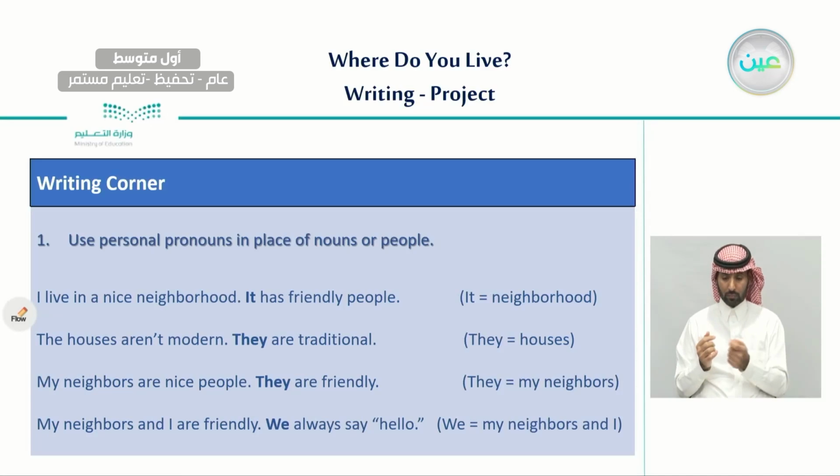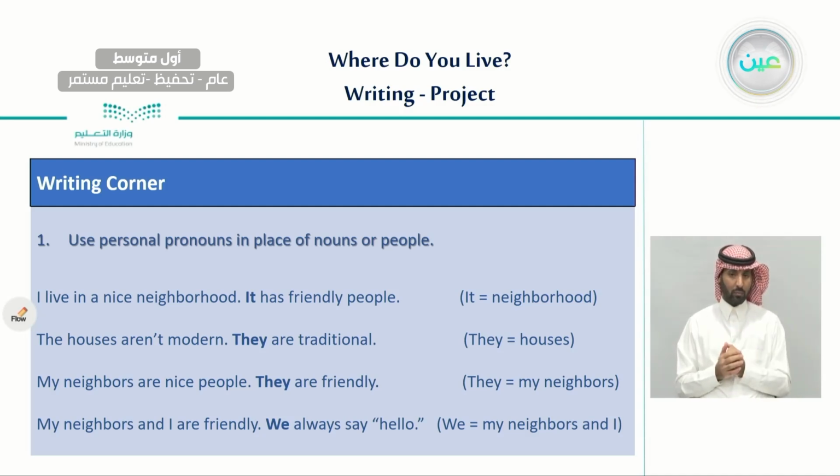Now, a couple of interesting things we need to highlight, which are the personal pronouns that take the place of nouns or people. In English, when we write, sometimes we don't mention the name more than once. We use instead something we call personal pronouns, and we use them to replace the nouns of a place or people, so we don't repeat them. I'll give you an example. In the first sentence, it says, I live in a nice neighborhood. It has friendly people.